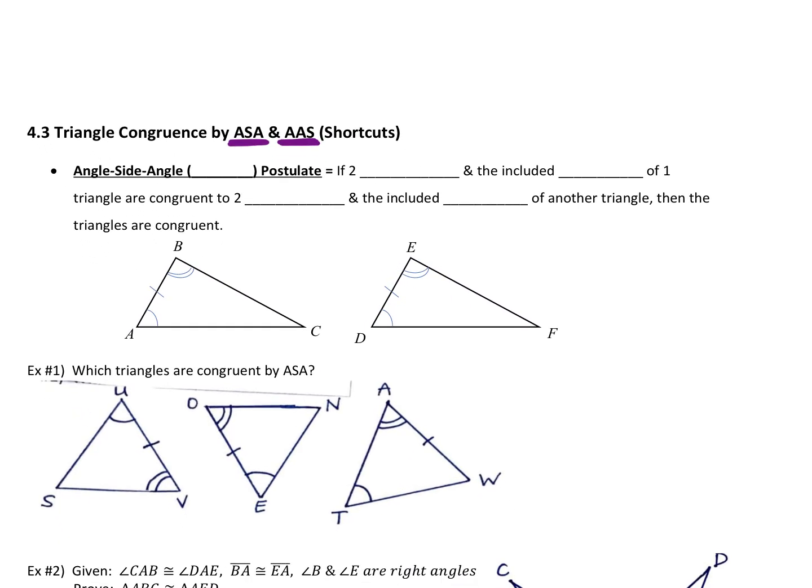If I lose you, just ask. Tell me to slow down. So angle side angle is ASA. And what this one says is if two angles and the included side, okay, what is the included side going to be? If you have two angles, what is the included side of those two angles?